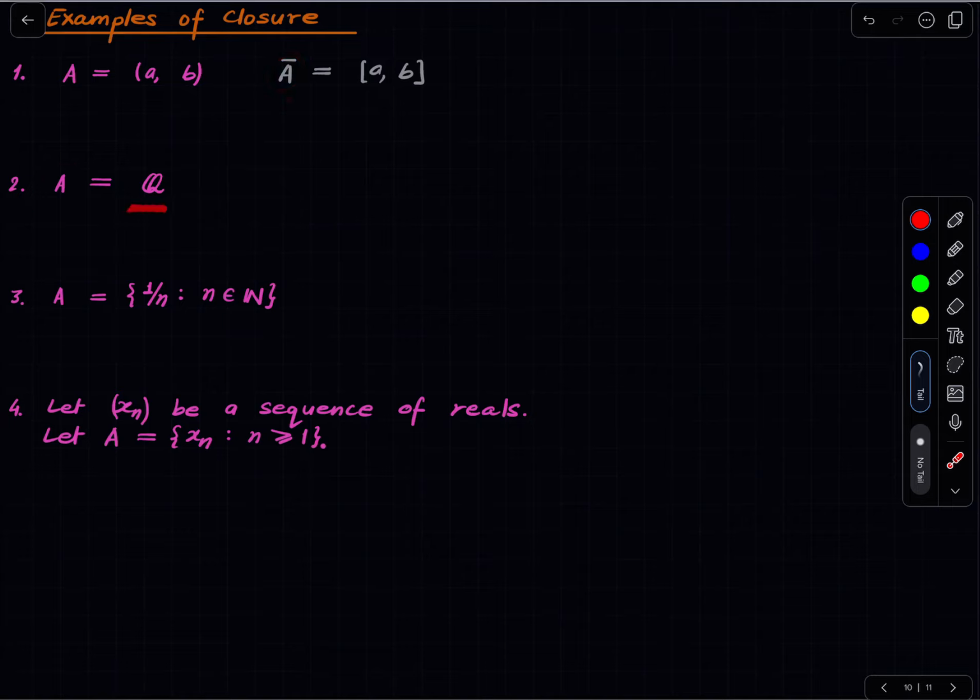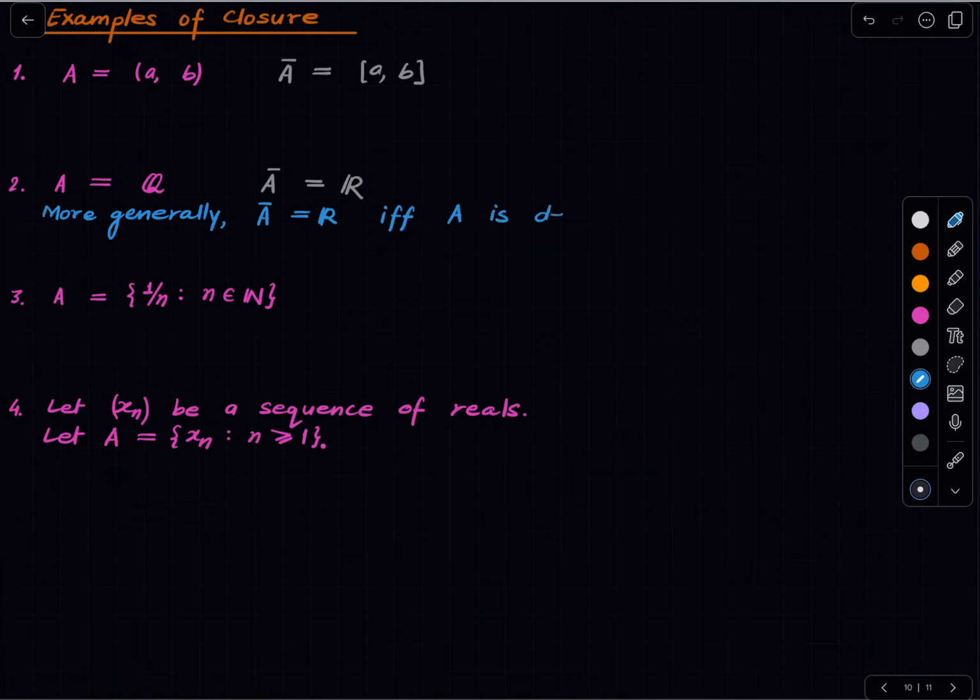If A is the set of all the rationals, then the closure of A is the entire set of real numbers, because the key property here is the denseness of Q. So more generally, A bar is R if and only if A is dense. So this is a full characterization of dense sets. You are given a set, you want to know whether or not it is dense, you take the closure. If it is the entire set of real numbers, it is a dense set. Otherwise, it is not. And again, just use the previous proposition.